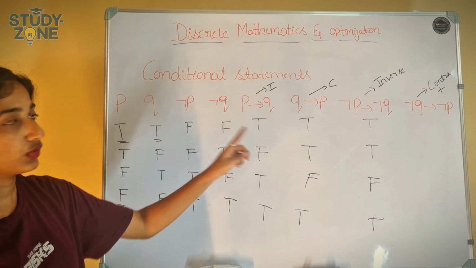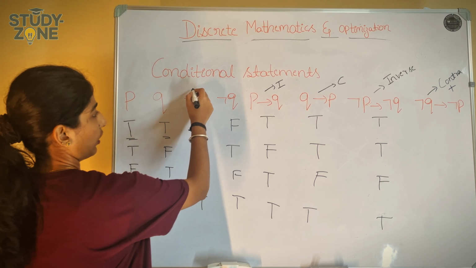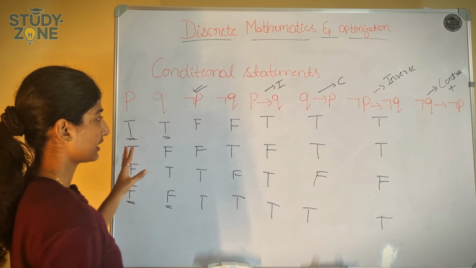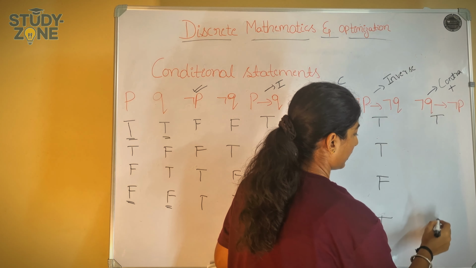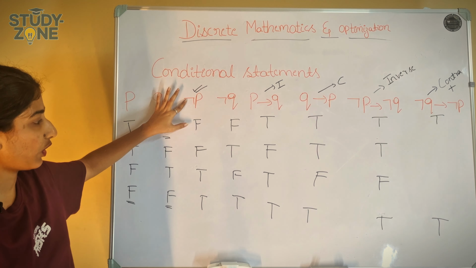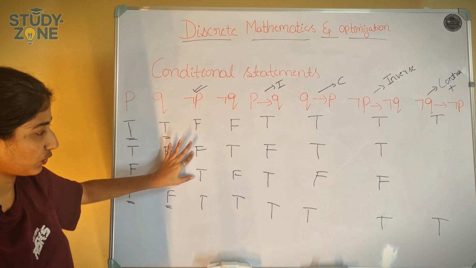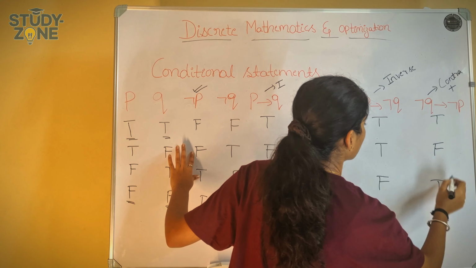And then not Q implies not P, right? So you have to look at this column now. So same, fill the first row and last row, and then what you have to see? You have to see the not P column. So if there is false and then true, write same like that, false and then true.